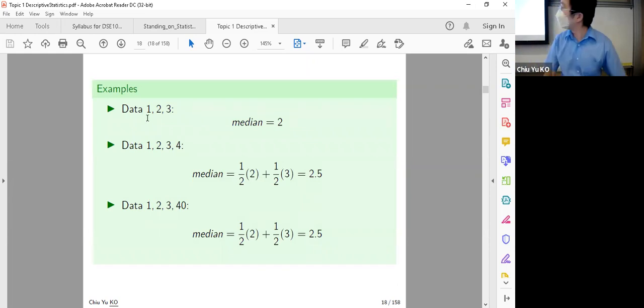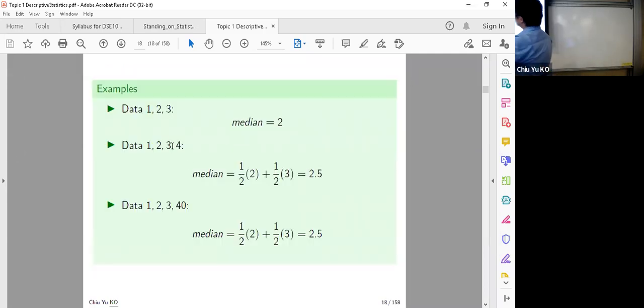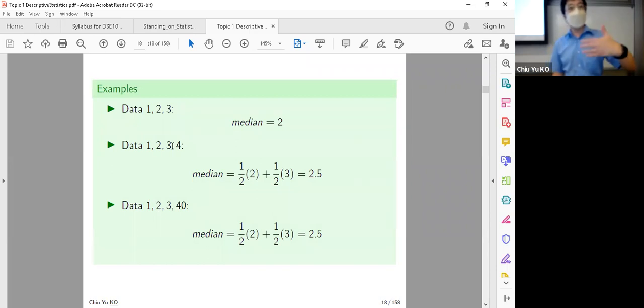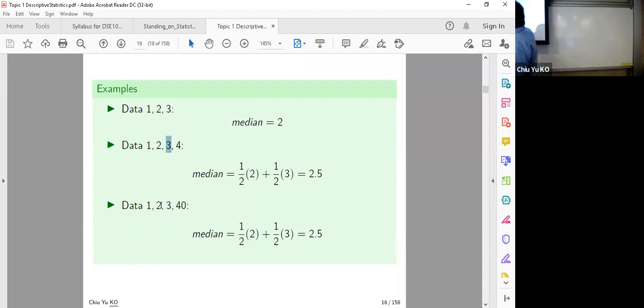Say 1, 2, 3, the middle is 2. And 1, 2, 3, 4: the middle will be, remember, n plus 1 over 2. So the data set we have has 4, 4 plus 1 is 5, 5 over 2 is 2.5. Round down is 2, round up is 3. So it's the second data and the third data. The same for this one. And you can see, even though I have changed the last number from 4 to 40, the median is the same. So that is a good thing.